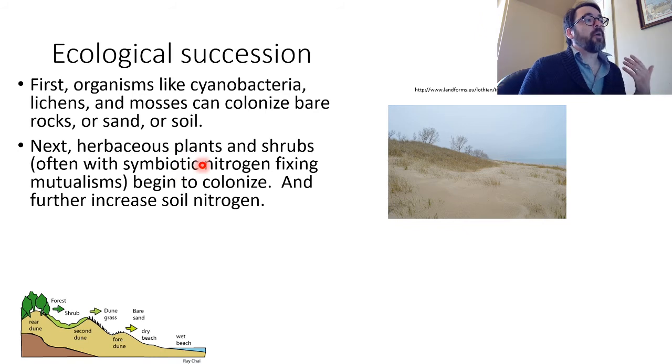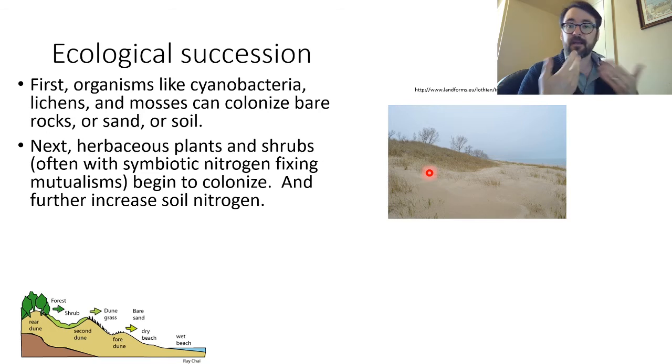But over time, you start to get herbaceous plants and shrubs that often have symbiotic nitrogen fixation mutualisms. They start to colonize and they start to increase soil nitrogen, right? So you could imagine that as herbaceous plants start to establish on the dunes as they get older and older, they start adding organic matter to the sand, like roots, like decaying leaves, and then gradually, over enough time, this can really stabilize the sand and start to create something much more like soil.